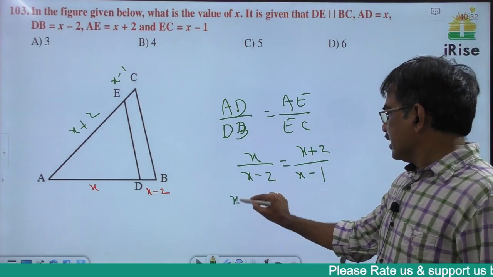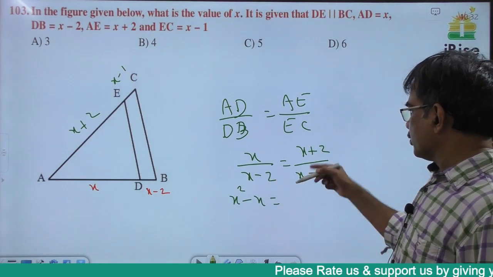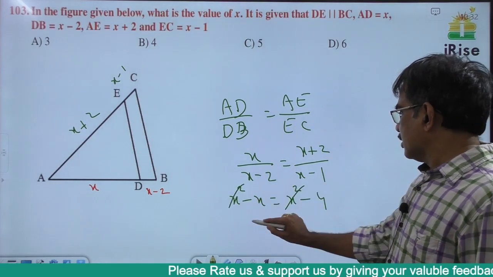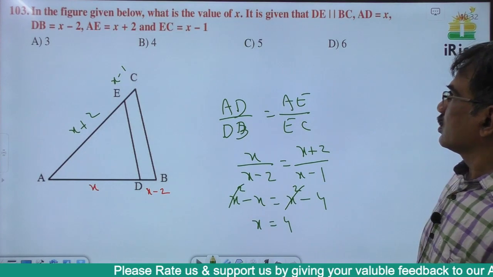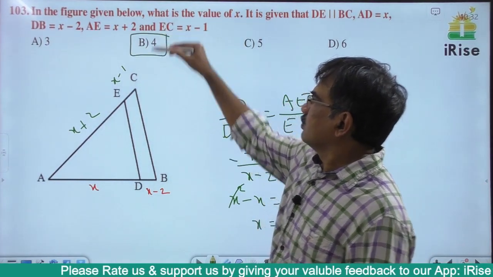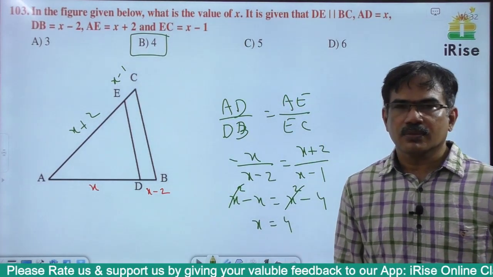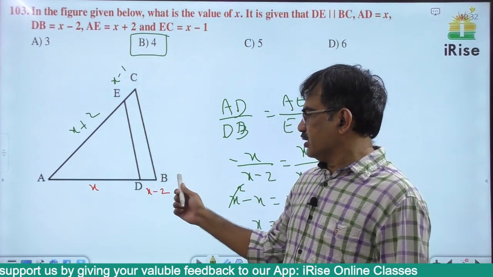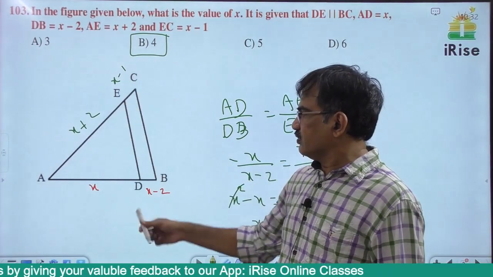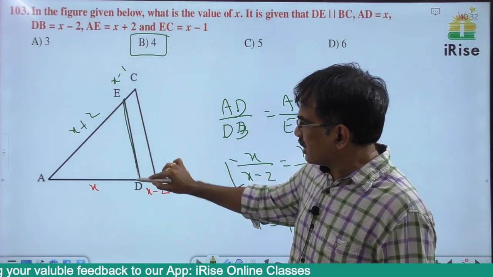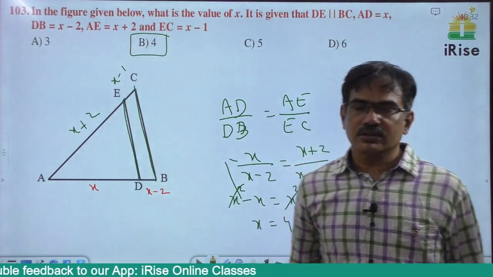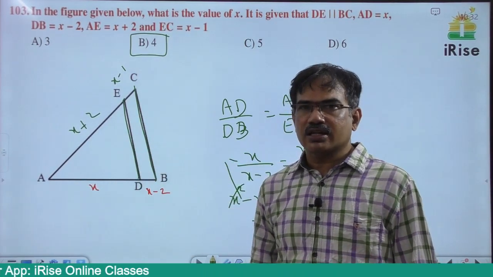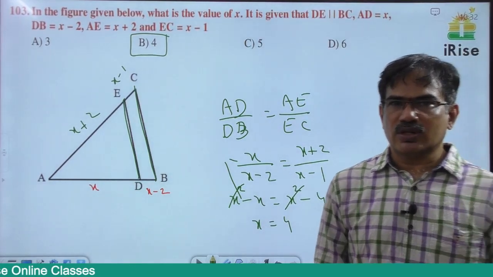Cross multiply, x square minus x is equal to a plus b into a minus b, x square minus 4. These two get cancelled, so we say that x is equal to 4. The answer for this is 4. Very simple question. Okay, just the basic proportionality theorem. AD by DB is equal to AE by EC if this line is parallel to this line. The small triangle as well as the big triangle are similar triangles. Okay, next one.